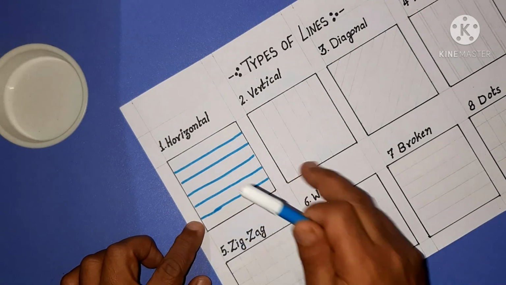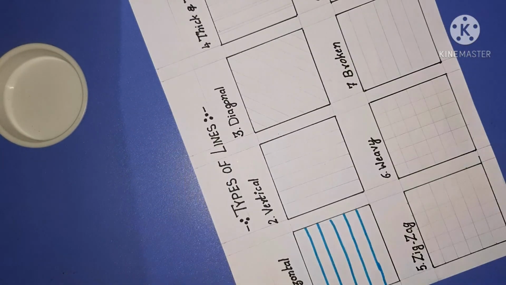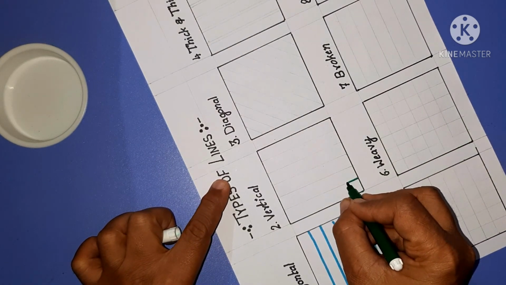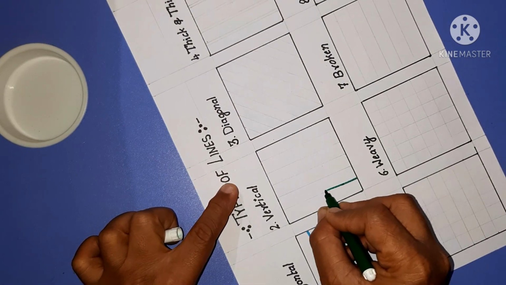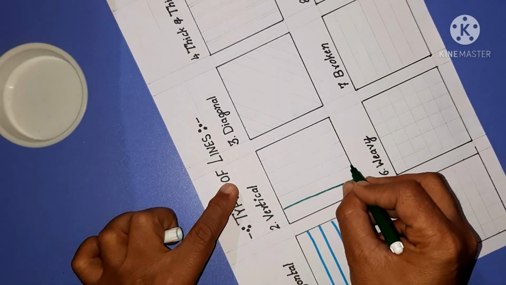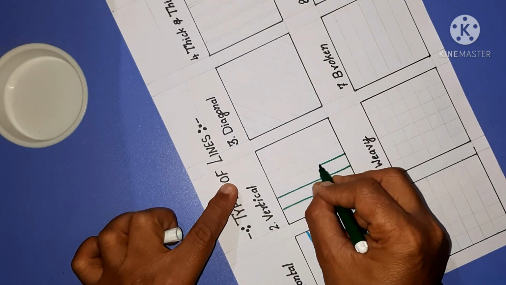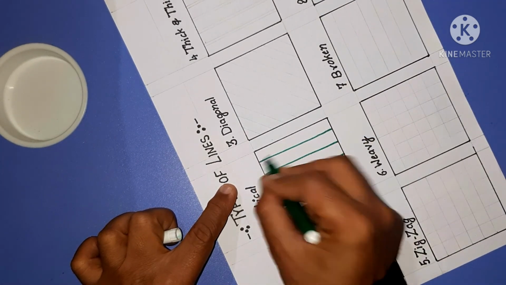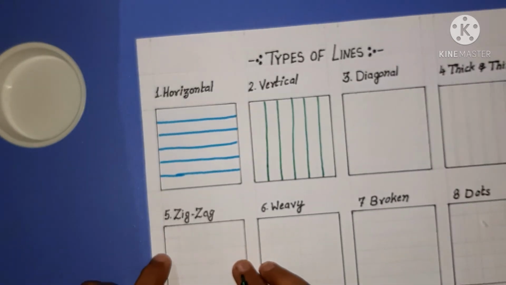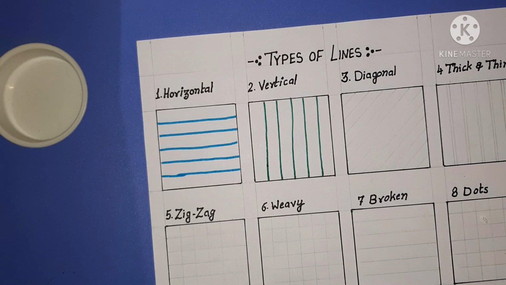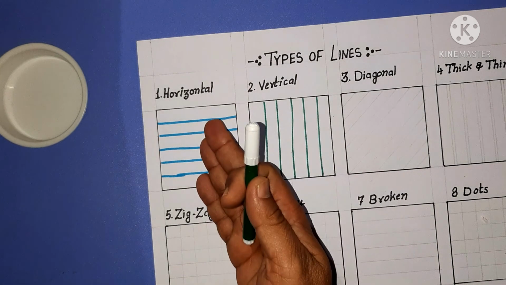For those, the line which generally does work is the vertical line. The vertical line is a line which is opposite to the horizontal line. This is the vertical line. You can see the difference. This is just opposite to this, so definitely its effect will be opposite to the horizontal line.